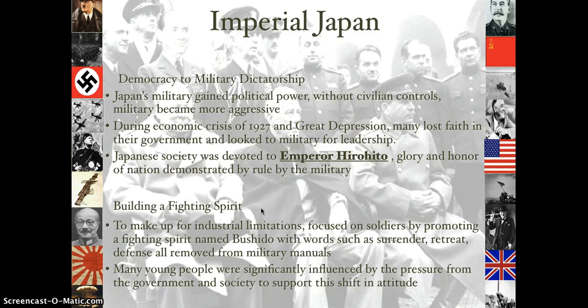Because of their industrial limitations, being an island with not a whole lot of natural resources, they promote their soldiers to have this fighting spirit called Bushido, but essentially some of the characteristics are that surrender and retreat and defense are really not options. We'll see that the Japanese war machine is an aggressive one and not a very defensive one. And many young people were influenced and pressured by the government to support this new shift in attitude.